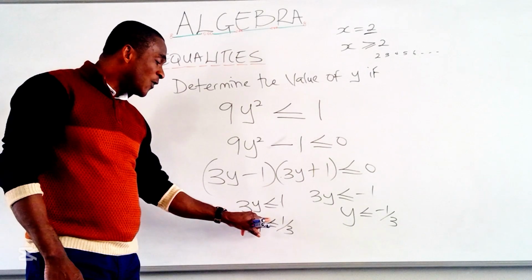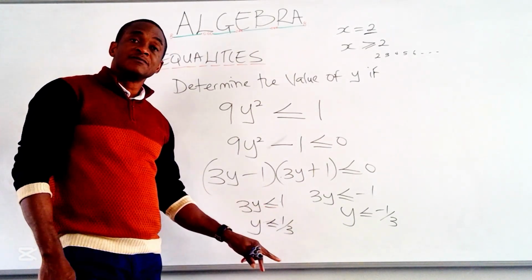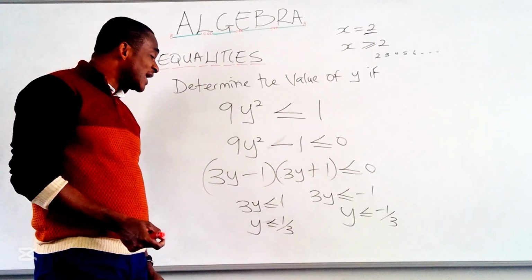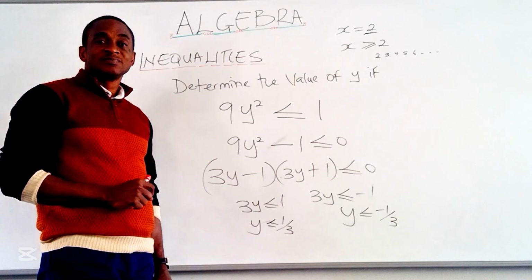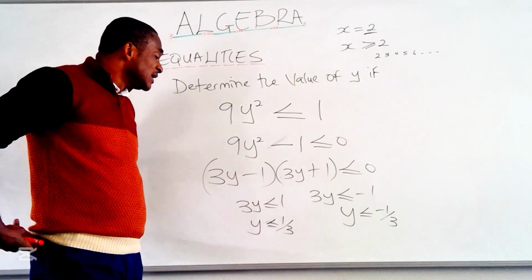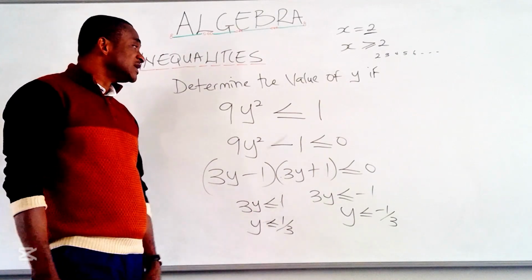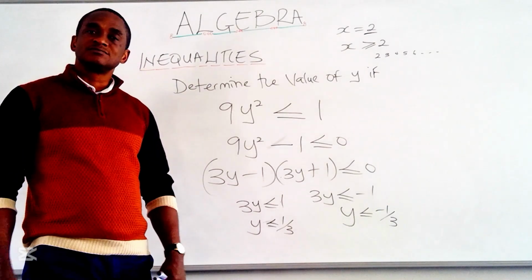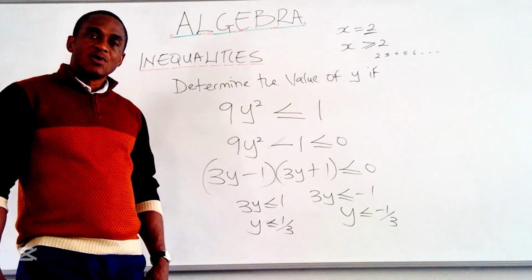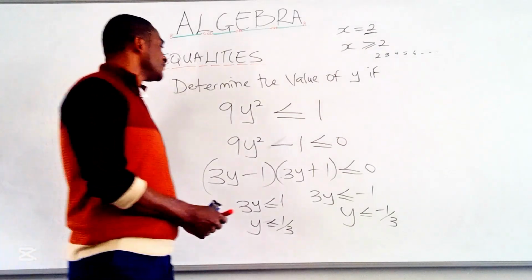If we say that y is less than or equal to 1 over 3, we need to check the values that are actually less than 1 over 3. The values that are actually less than 1 over 3, let's try 1 over 4. 1 over 4 is less than 1 over 3. Let's try 1 over 6. 1 over 6 is less than 1 over 3.